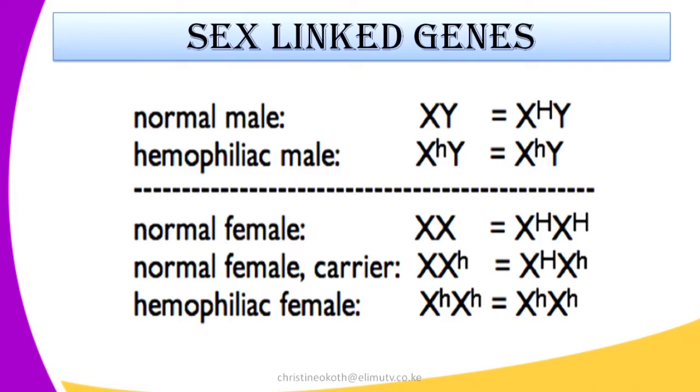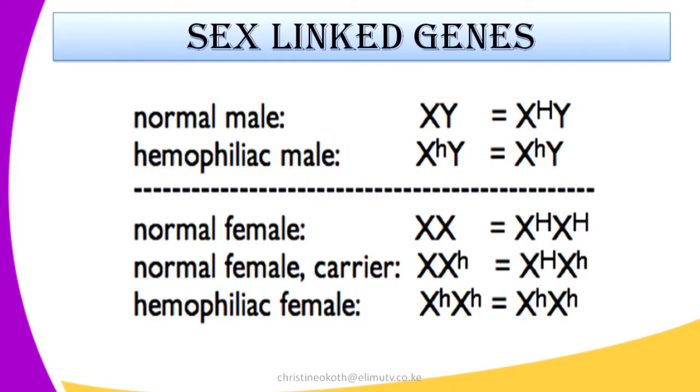So we have a cross here. So how is it first represented? If it's a normal male, it is represented by H. H is the allele for the dominant clotting factor. It means that if you have the capital H, you do not have hemophilia. So for a normal male, it is the X that has the capital H.